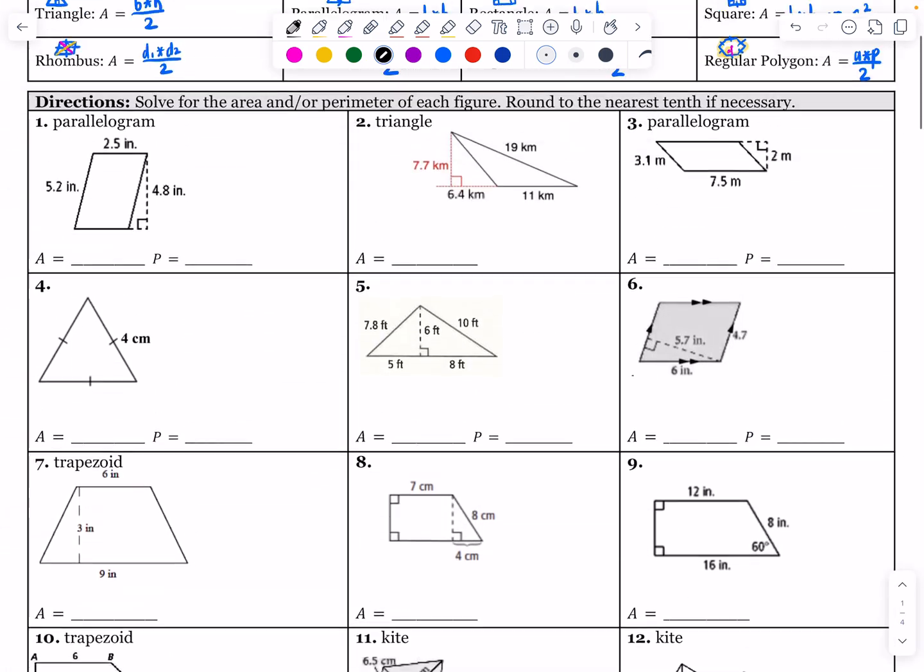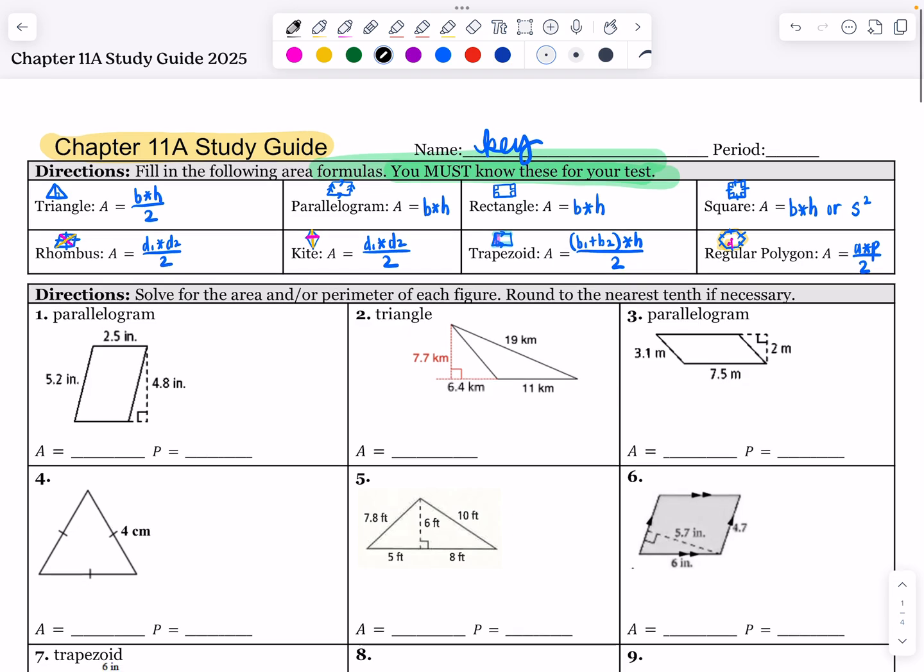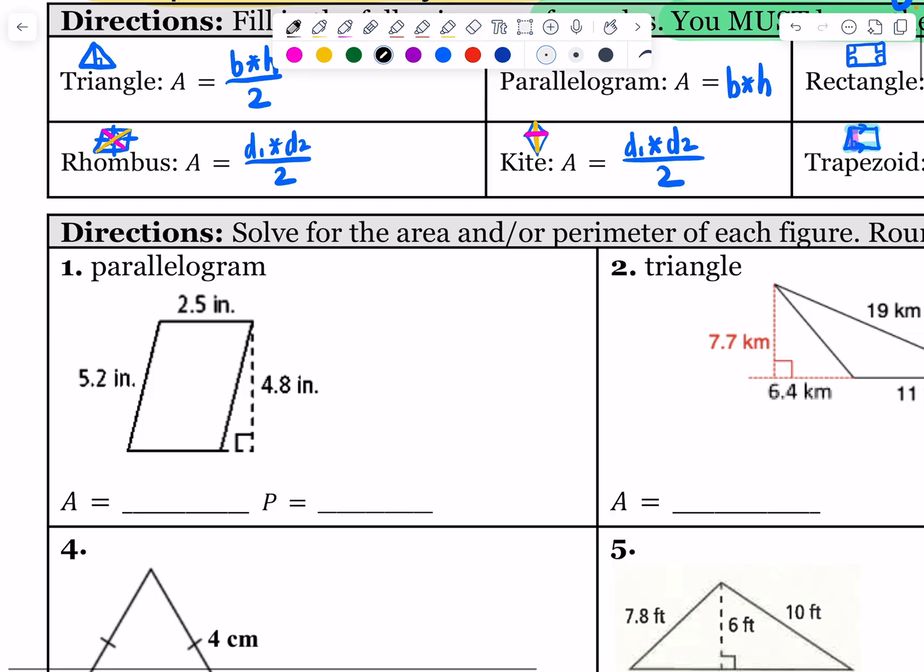And it says that in every set of directions up here. Solve for the area and or perimeter of each figure. Round to the nearest tenth if necessary. We make sure that we include our units on all of these problems. So a parallelogram, the first thing I'm going to do is write the formula. What is the formula for the area of a parallelogram? Area equals base times height.